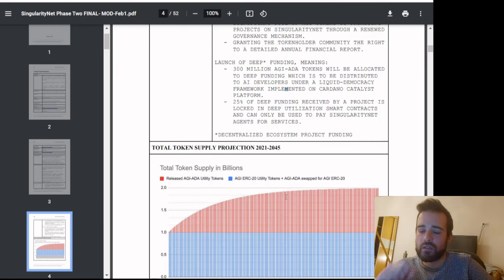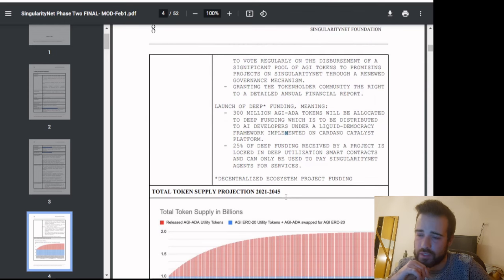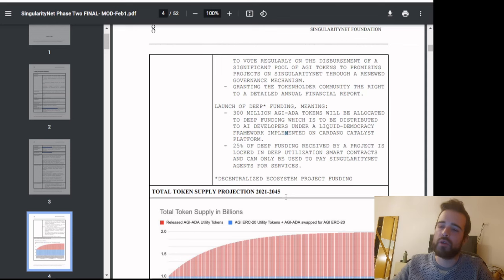Let's take a look at the total token supply projection between 2021 and 2045. Even though the release of the Agix ADA token should almost go on forever, from a certain point it will be almost insignificant, because if you take 1.5% every period, every month, after a while it will be a very incremental and slow amount of tokens coming into the market. Okay, but here you can see the release schedule.